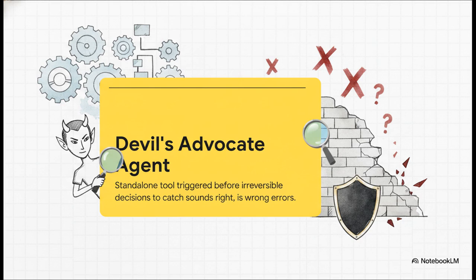One of my favorite ways to implement this is through a Devil's Advocate agent. This is a standalone adversarial tool that gets triggered right before any irreversible decisions or high-stakes external communications happen. Its one and only job is to catch those sounds-right-but-is-actually-completely-wrong failure modes. Just adding this one extra automated round trip to the workflow drastically reduces our overall risk profile.